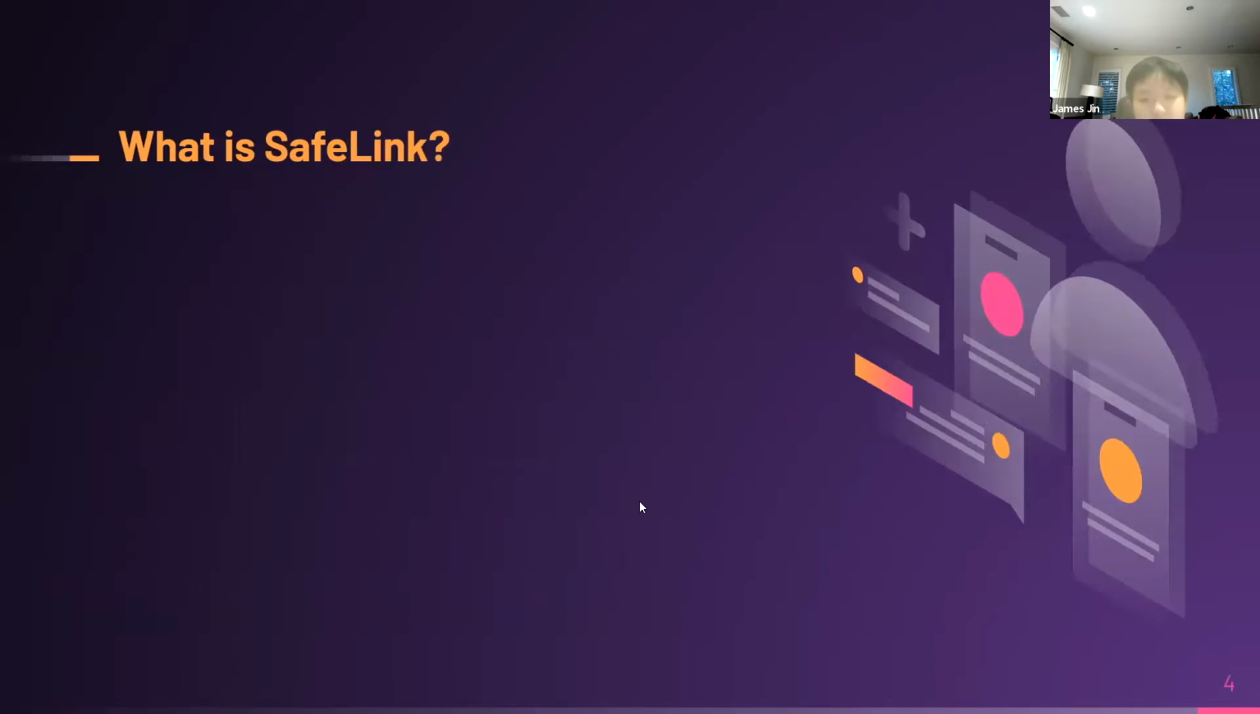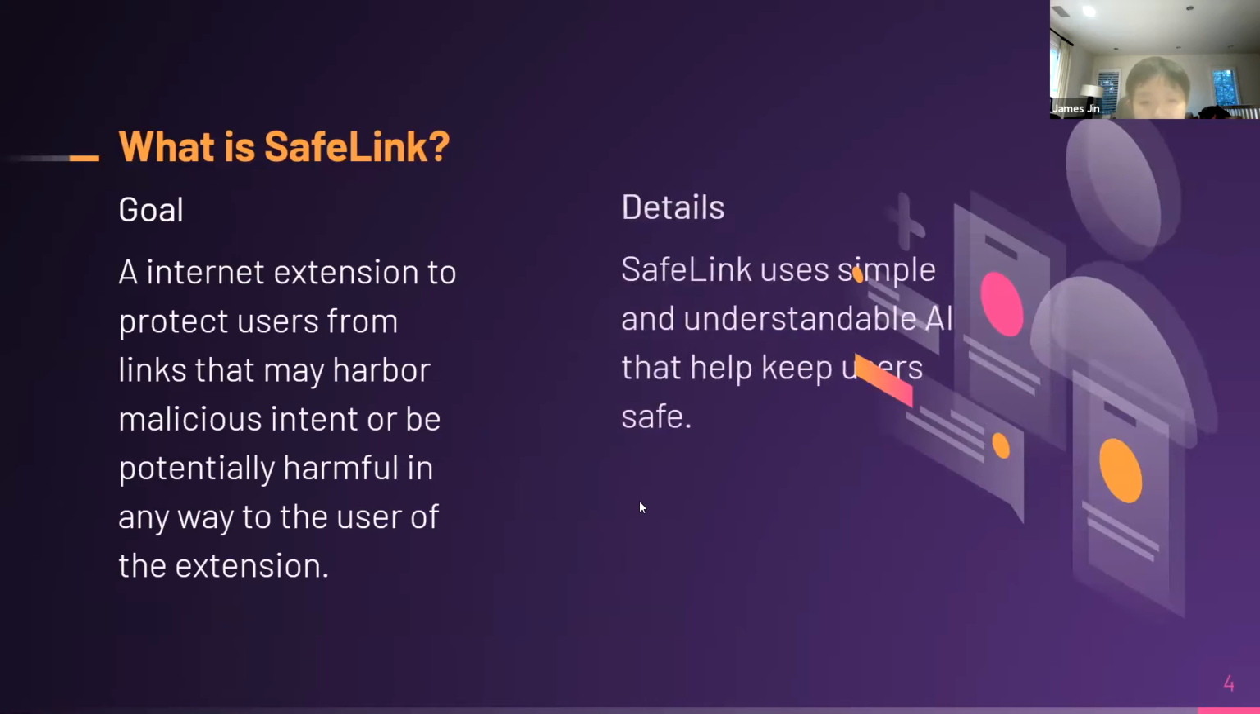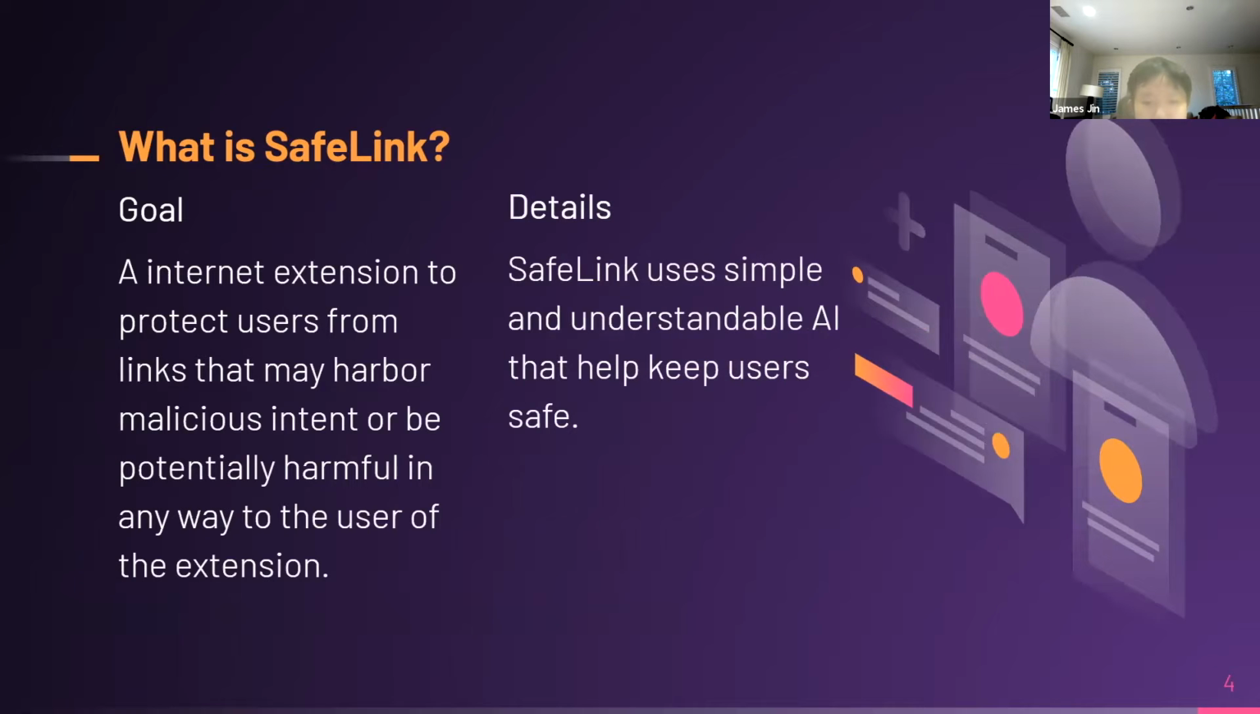So what is SafeLink? It's an internet extension that is meant to protect users from links that may harbor malicious intent or be potentially harmful in any way to the user of the extension. SafeLink uses an understandable AI that keeps users safe.